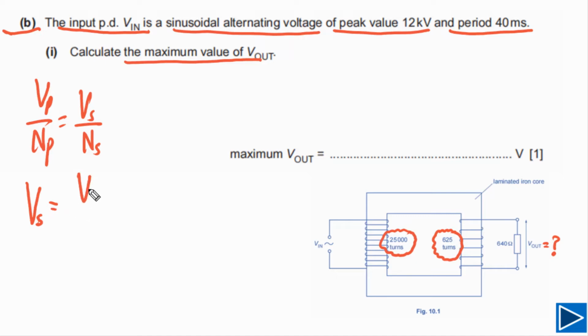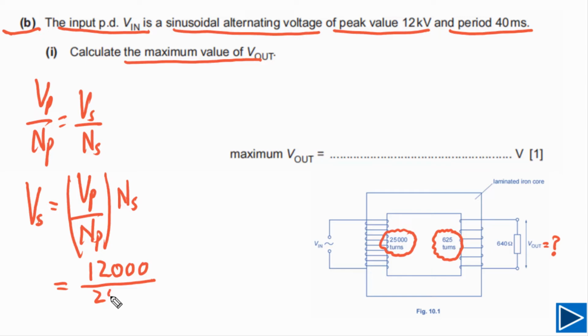So we can rearrange this one. We can write Vp over Np times Ns is equal to Vs. Vp in this case is given to us and its value is 12,000. Np is 25,000. We multiply this with the number of turns on the secondary coil, that is 625. If we simplify this, our final answer will be 300 volts, and this is the maximum value of Vout. So this is our answer.